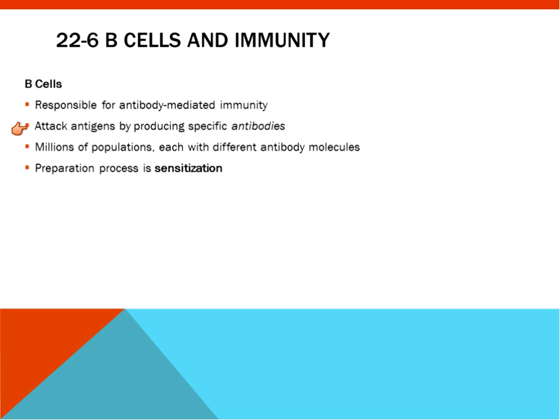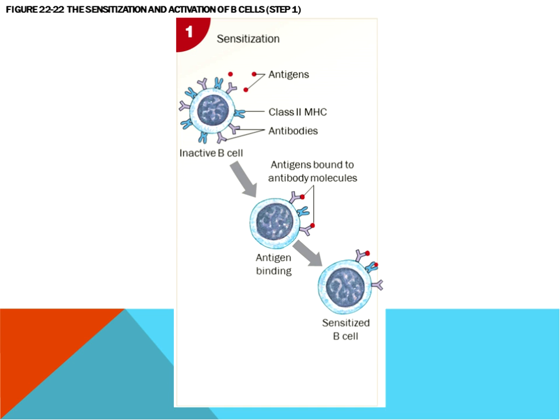There are millions of populations of B cells, and they each have different antibody molecules. Although we only have five different classes of antibodies, there's a lot of variation within each class. So there are tons of different combinations and types of antibodies that are produced. The preparation process of activating these B cells is what we call sensitization. Having the antigen that the appropriate B cell is sensitive to is what will trigger its activation process.